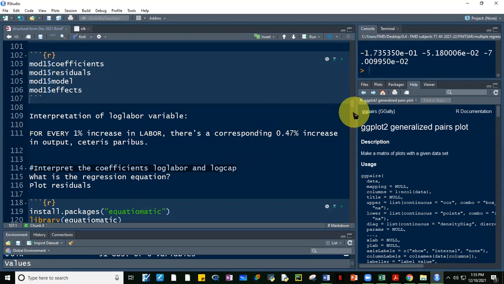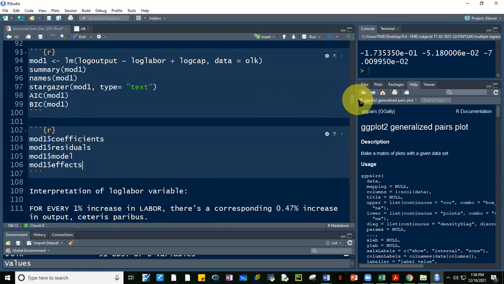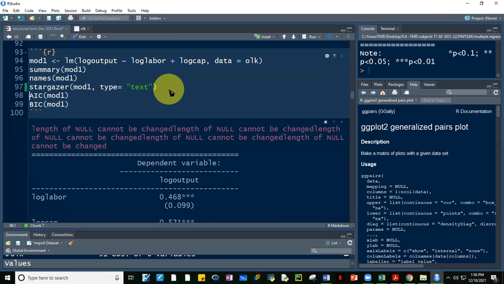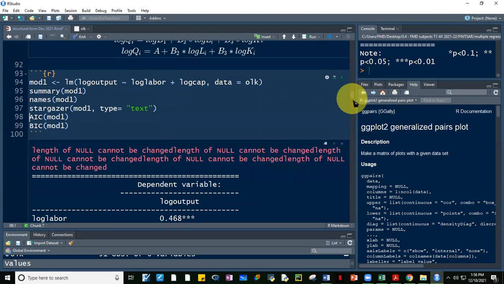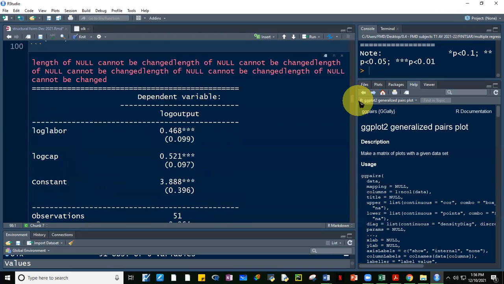Okay, guys, it was just meant for us to be able to get what are the elements of your mod 1 object, which was the result of a linear regression model. Okay, so let's go on here. And then ito, yung Stargazer, guys, you can generate the result of your mod 1 in a good format. Ito, di ba? Maganda yung format pag Stargazer.